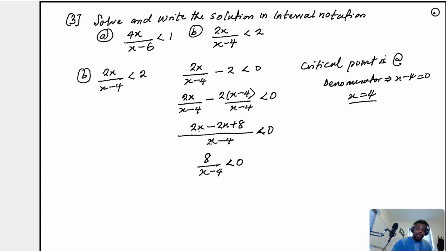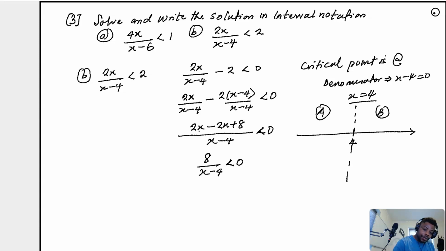So in this case now, we have to create our number line. Now, creating our number line, x is equals to 4. So let's say 4 here. So this will be part A and part B. This is continuous and this is continuous. So here, what do we have? Interval here minus infinity and 4. Here, 4 to infinity.